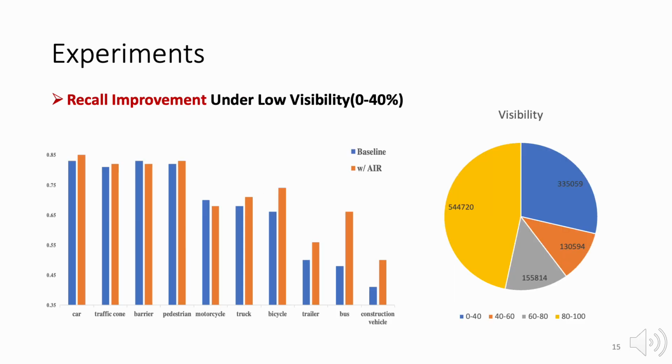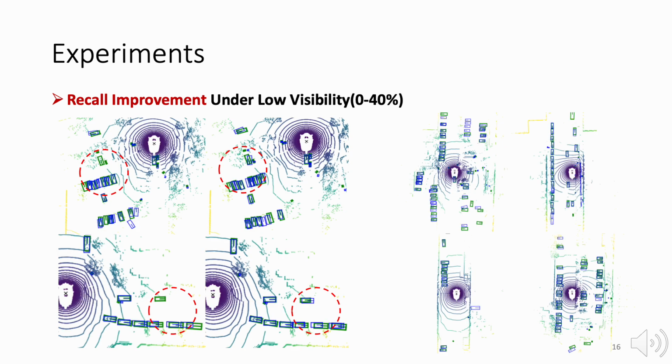With adaptive instance-aware resampling, our method shows recall improvement under low visibility. We found that the recall for the categories of bicycle, trailer, bus, and construction vehicle improved a lot under low visibility. Since nearly 29% of objects belong to the visibility range of 0 to 40%, such improvement is crucial for a better 3D object detector. We provide some visualizations for the case of recall improvement.